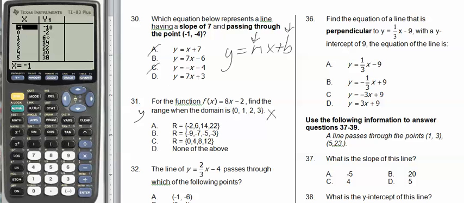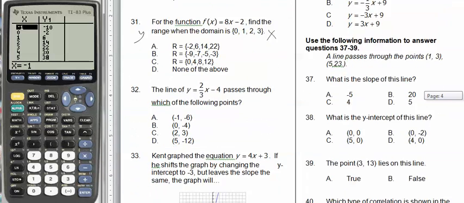So when x is 0, y is -2. So it could be this one, but it also could be this one, so we have to check the other values. So when x is 1, y is 6. When x is 2, y is 14. And when x is 3, y is 22. So it is A.